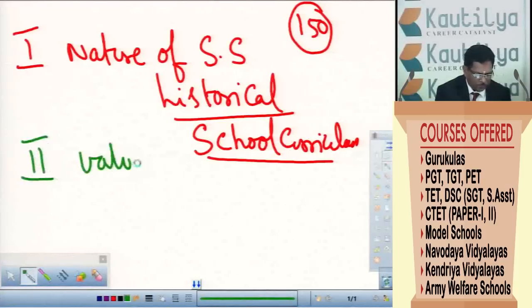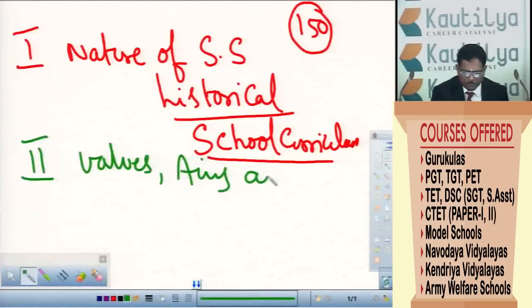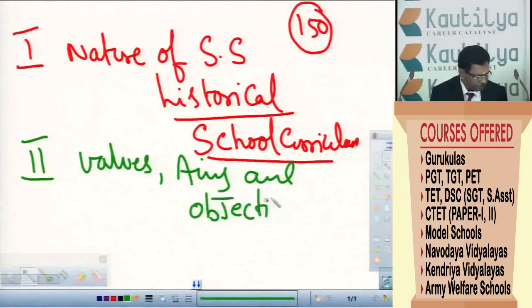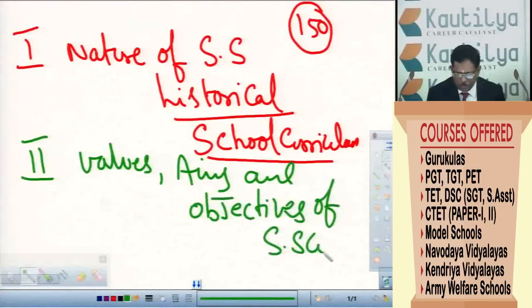values, aims and objectives of social sciences. Values, aims and objectives of social sciences. What are the values of social studies? What are the different aims of social studies according to education commissions and 1986 NPE and NCF 2005? What are the different aims?